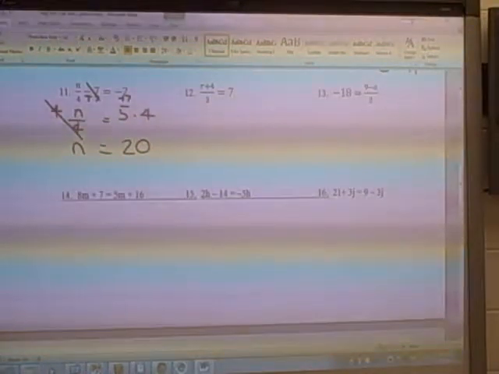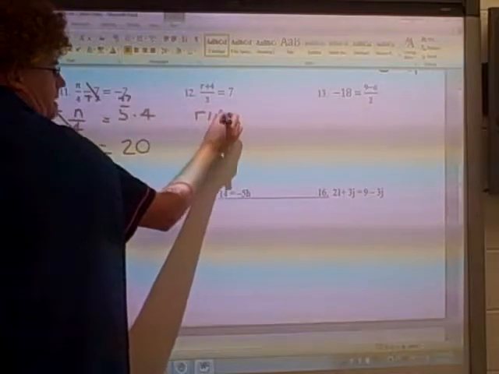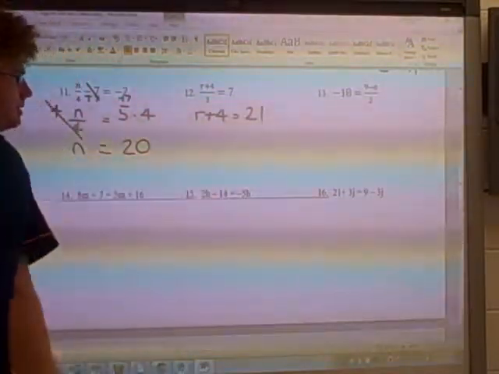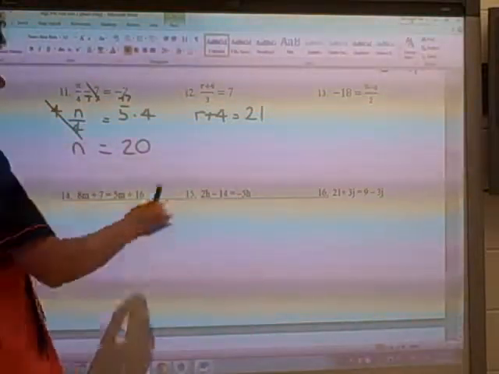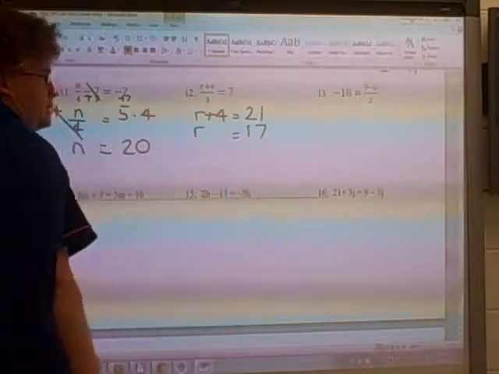Now 12's a little different because everything's divided by 3. So I'm going to get rid of that fraction straight away. So I'm going to times both sides by 3. 7 times 3 is 21. And then actually just one more step. Subtract 4 from both sides. And we're going to get left with 17.